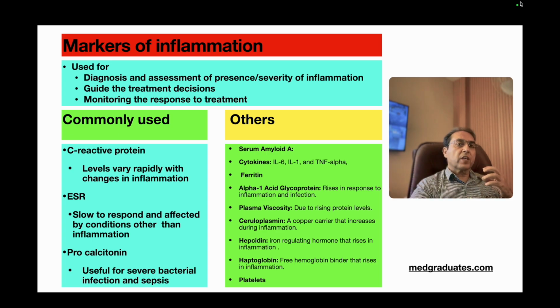So these are different inflammatory markers which are commonly used. Three of them are regularly used, like CRP, ESR, and procalcitonin. Others are used less frequently, and they just indicate the presence of inflammation. They actually do not tell us what is the actual underlying disease.